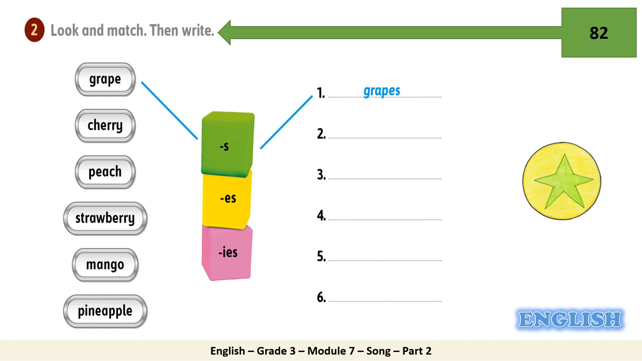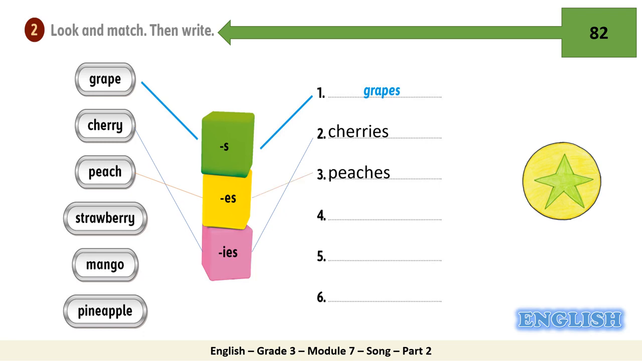The word cherry. What does it need? S, ES, or IES? Excellent. It needs IES, but we have to remove the Y. So we are going to write it this way: cherries. Well done. What about peach? Excellent. It needs ES. Let's write it down.